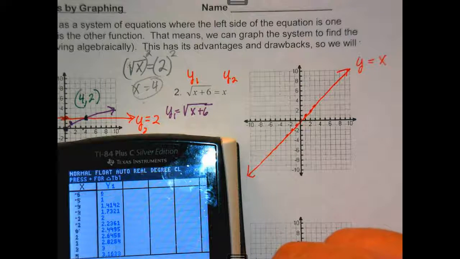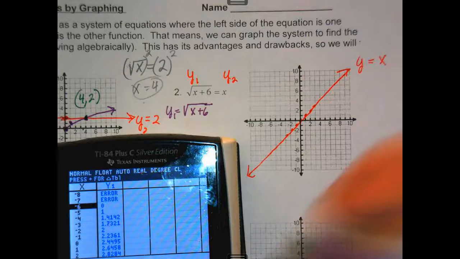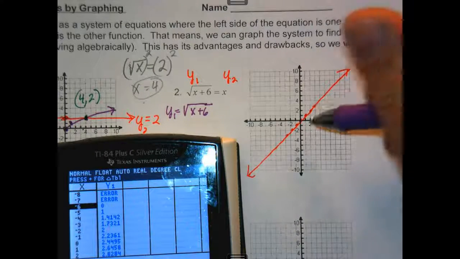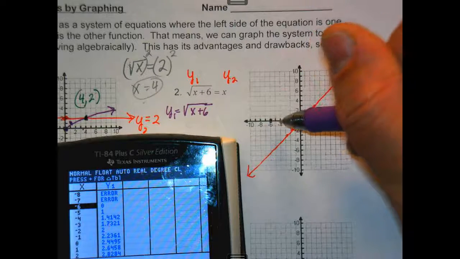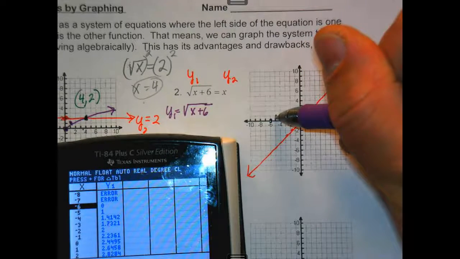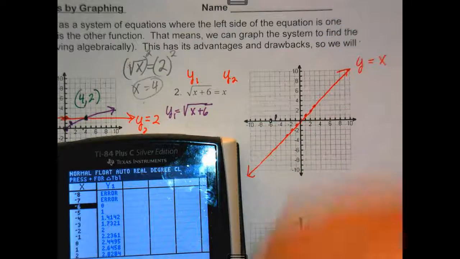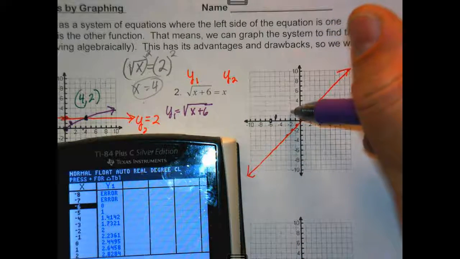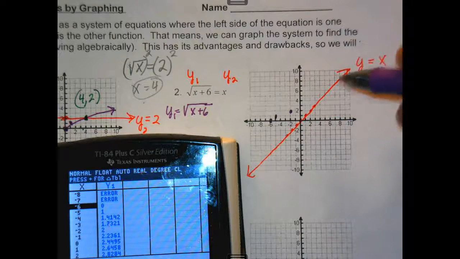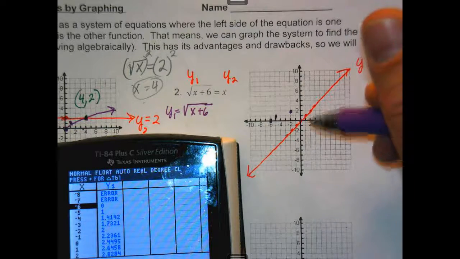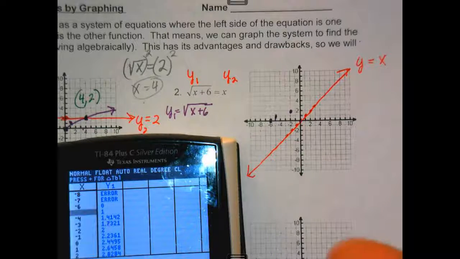Where's my error? There they are. So I start at negative 6, 0. Negative 5, 1. Negative 2, 2. Now it's getting closer to that line. I'm going to keep going. Maybe I'll get lucky and get an intersection point. Right there.